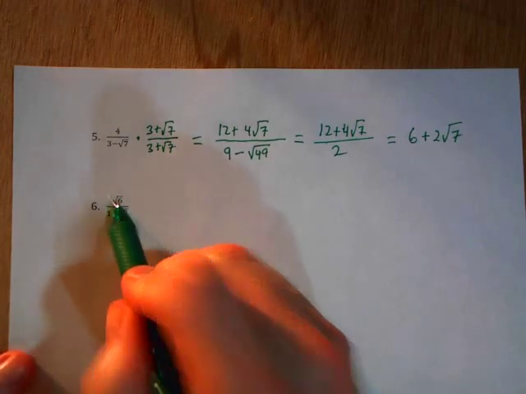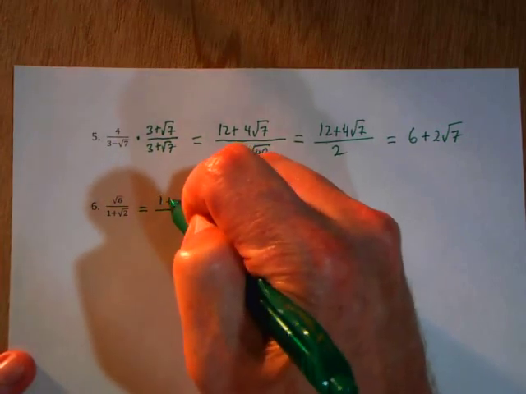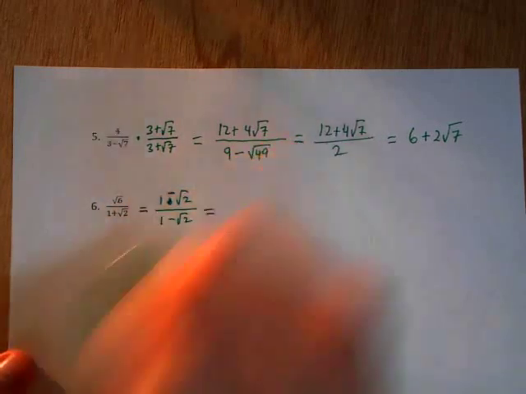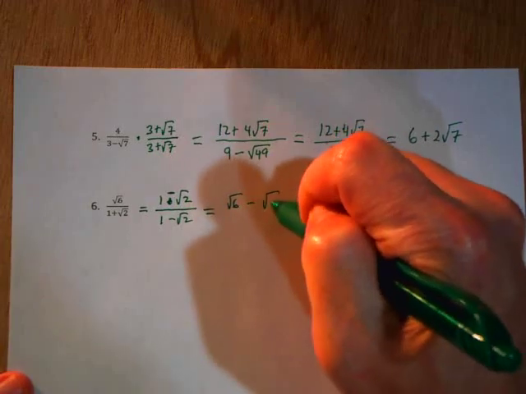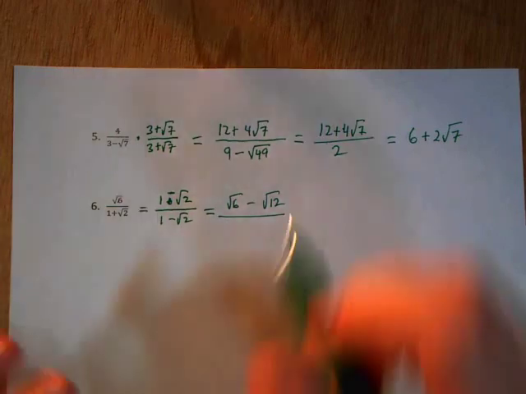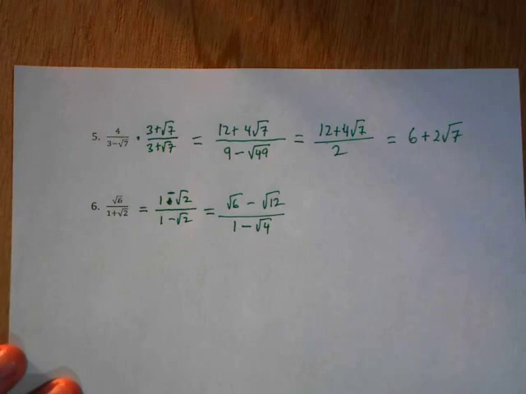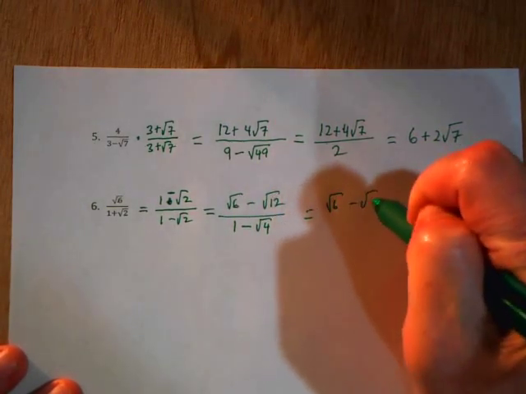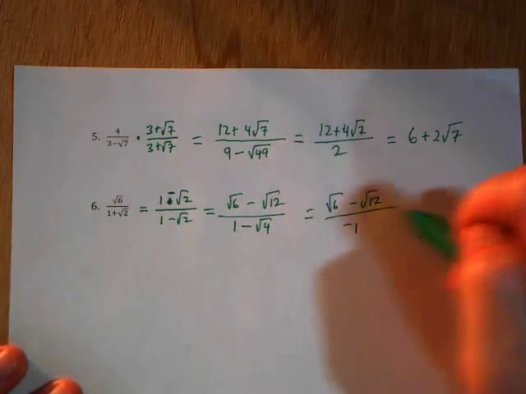Alright, last one. The fact that we have a square root on top really doesn't change anything. We multiply by the conjugate. 1 minus the square root of 2. So this is square root of 6 minus square root of 12. And down on bottom we have 1 minus the square root of 4. So that's square root of 6 minus square root of 12 over 1 minus 2, which is negative 1.